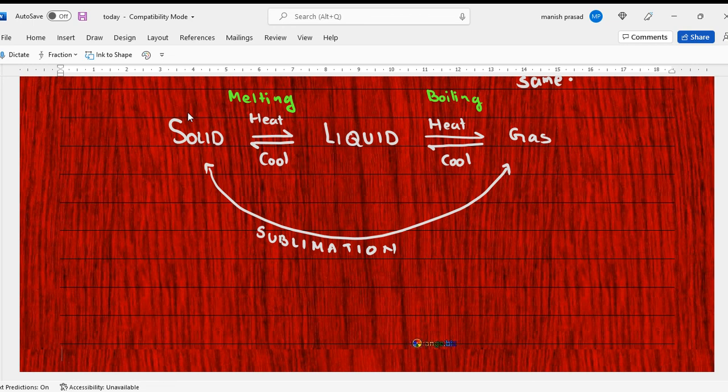And then gas to liquid? Vaporization. The boiling and the vaporization are the same. Vaporization is the formation of vapors. Freezing is liquid to solid.